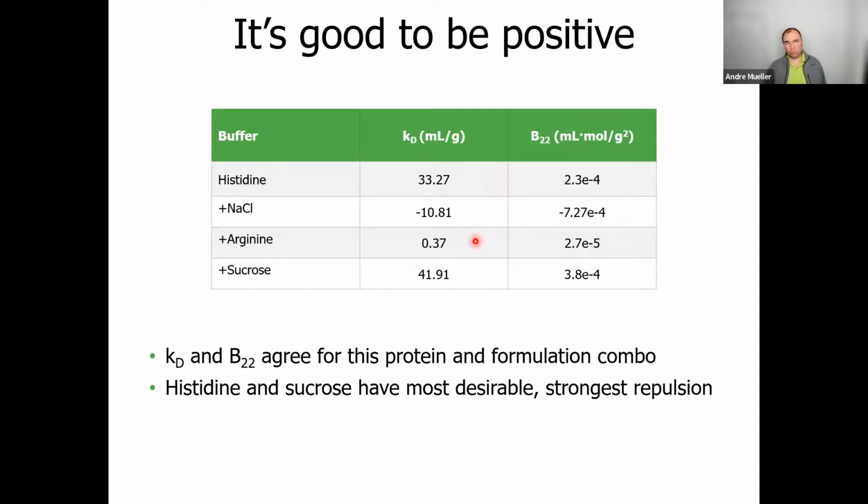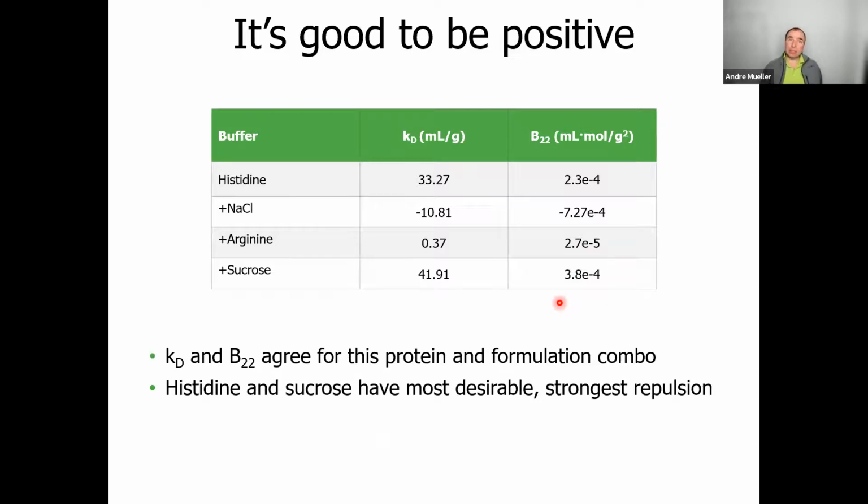Arginine is neutral, and sodium chloride has a negative KD, which agrees with what we saw, the increased aggregation in this condition. Comparing the KD with the B22, they agree in these cases. That's not always the case. Sometimes there's a difference between the B22 readout and the KD, which is very interesting because it can give you information about the system you're looking at, but in this case, they agree.